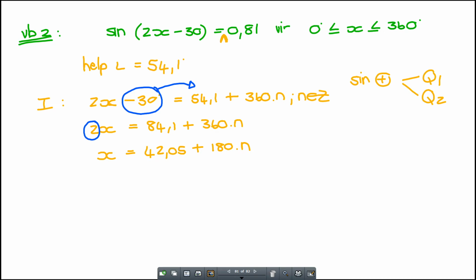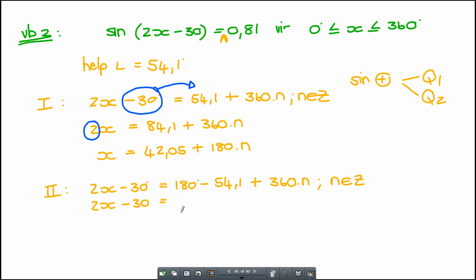Now let's look at what's my other quadrant? Quadrant 2, okay? So kwadrant 2, gaan ek hê 2x minus 30 gelyk aan, en in kwadrant 2, wat sê ons gewoonlik? 180 minus, nee. So 180 minus my hulphoekie plus 360 times n, en omdat dit die eerste keer is wat ek omskryf, moet ek sê n is an element of all integers. Right, so if I simplify the right hand side, 180 minus that 54,1 will give me 155,9.